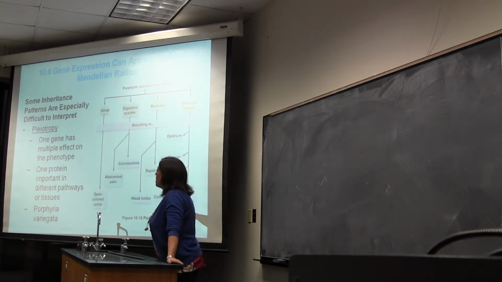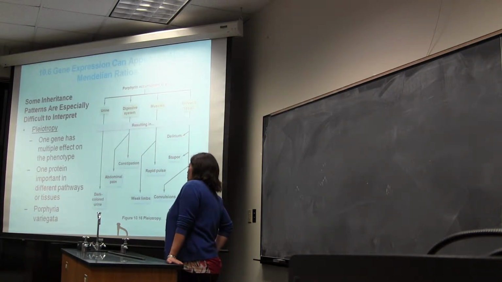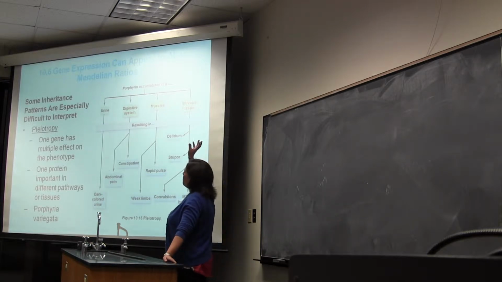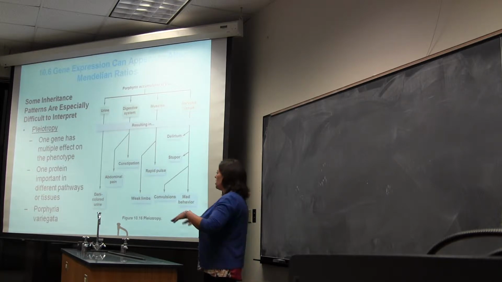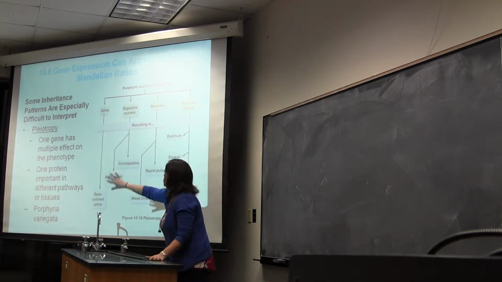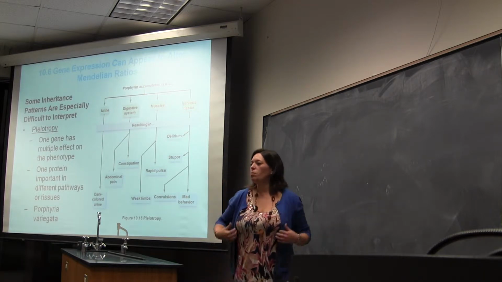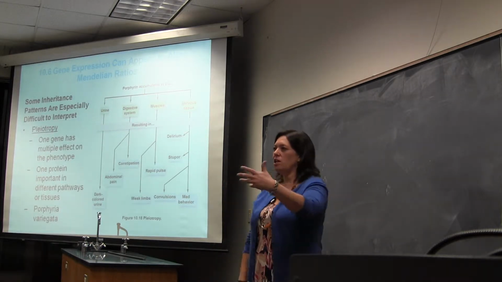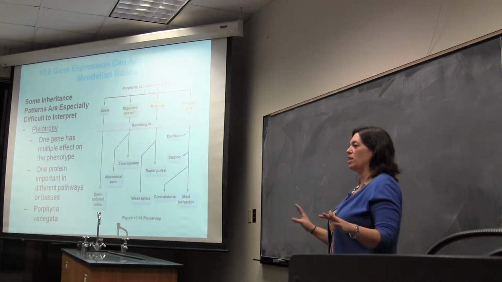This example is looking at a disease called porphyria. And so you have a gene called porphyrin, and the one mutation in that one gene gives you this disease and is associated with all of these different types of phenotypes. So pleiotropy is when you have one gene that contributes to multiple different phenotypes.